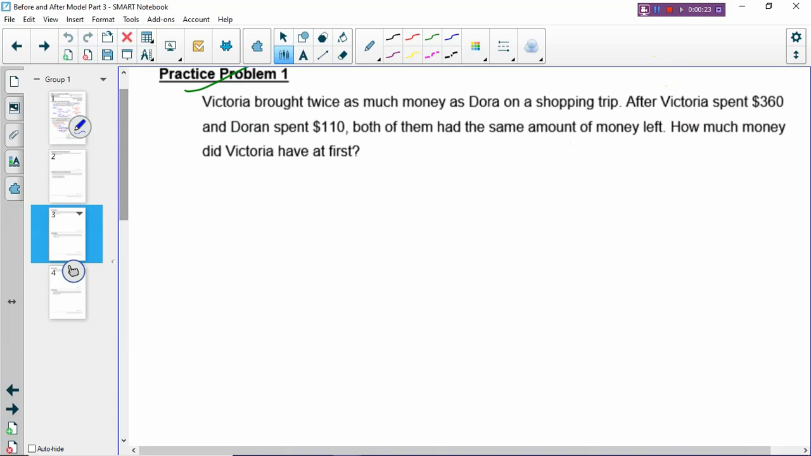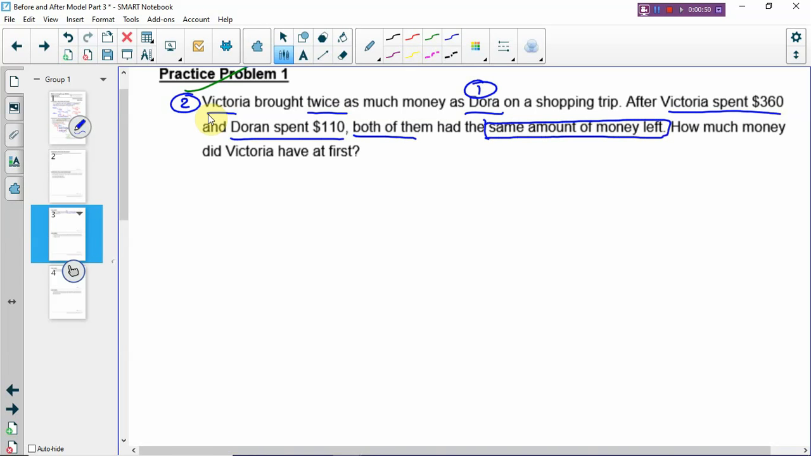Now, Victoria brought twice as much money as Dora. So when you see this sentence, you have to put down the number 2. Victoria brought 2 times as much as Dora, so Dora has 1 time. After Victoria spent $360 and Dora spent $110, both of them had the same amounts of money left. So there is an equal concept over here. When there's an equal concept, what do we do in the model drawing? We have a dotted line to show the equal concept. So how much money did Dora have at first?